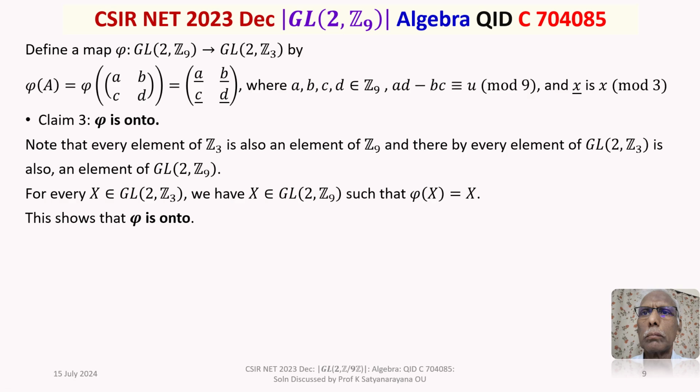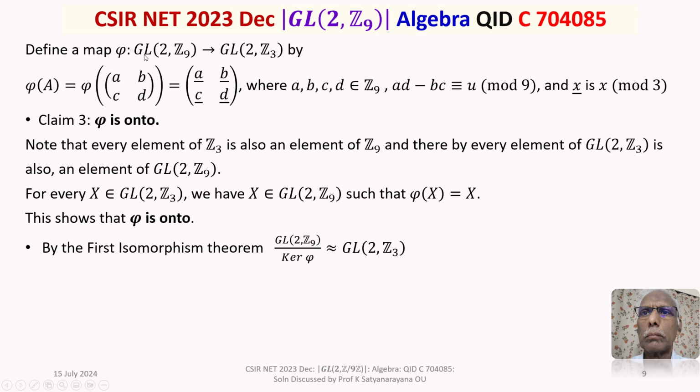So phi from GL2Z9 to GL2Z3 is a homomorphism and it's onto, it's a surjection. Therefore, apply the first isomorphism theorem for groups. That is, the domain group GL2Z9 by ker phi, the quotient group, is isomorphic to GL2Z3 because it is onto, it is the whole of GL2Z3. Now take the orders on both sides because they are all finite groups.